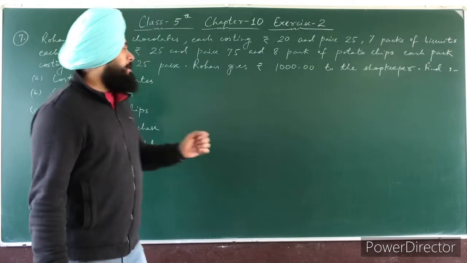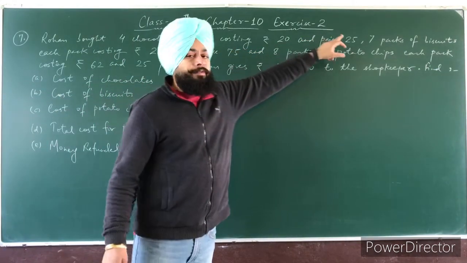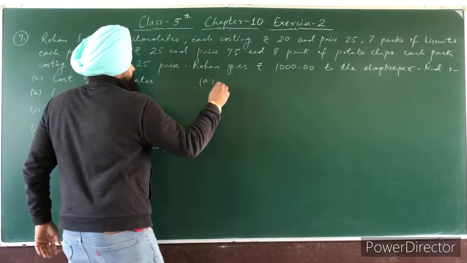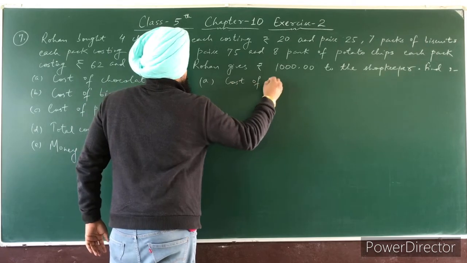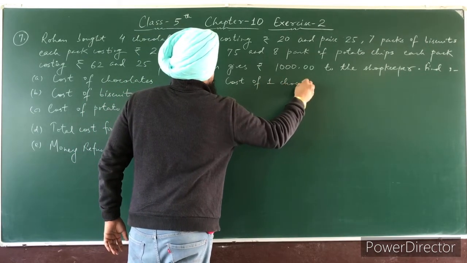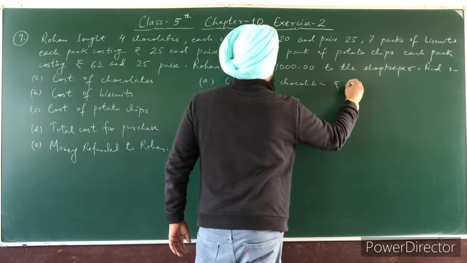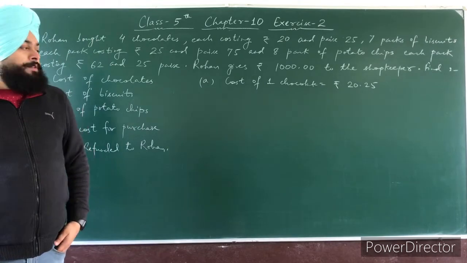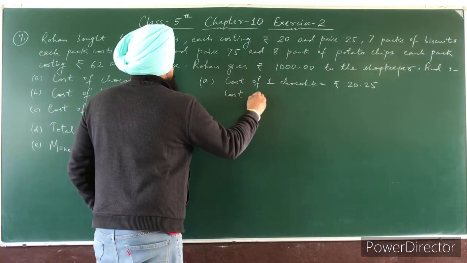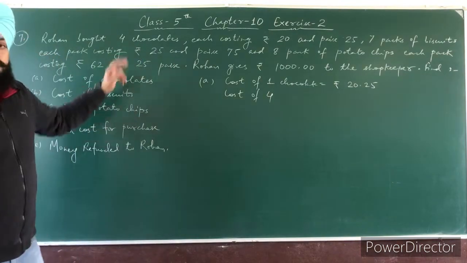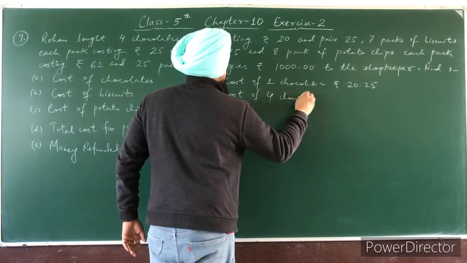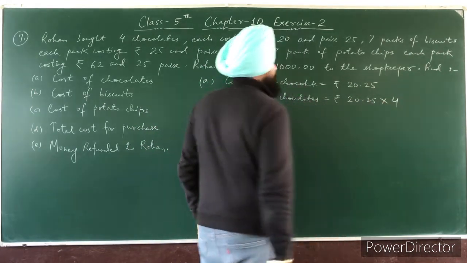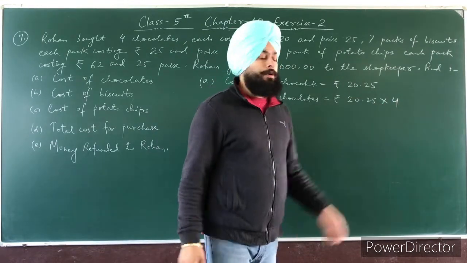So in the same way here the cost of one chocolate is rupees 20 and 25 paise and he buys 4 chocolates. So see here, the cost of one chocolate is rupees 20 and 25 paise. Next we will find the cost of total 4 chocolates. We will multiply the cost of each chocolate with 4. So what is the answer?